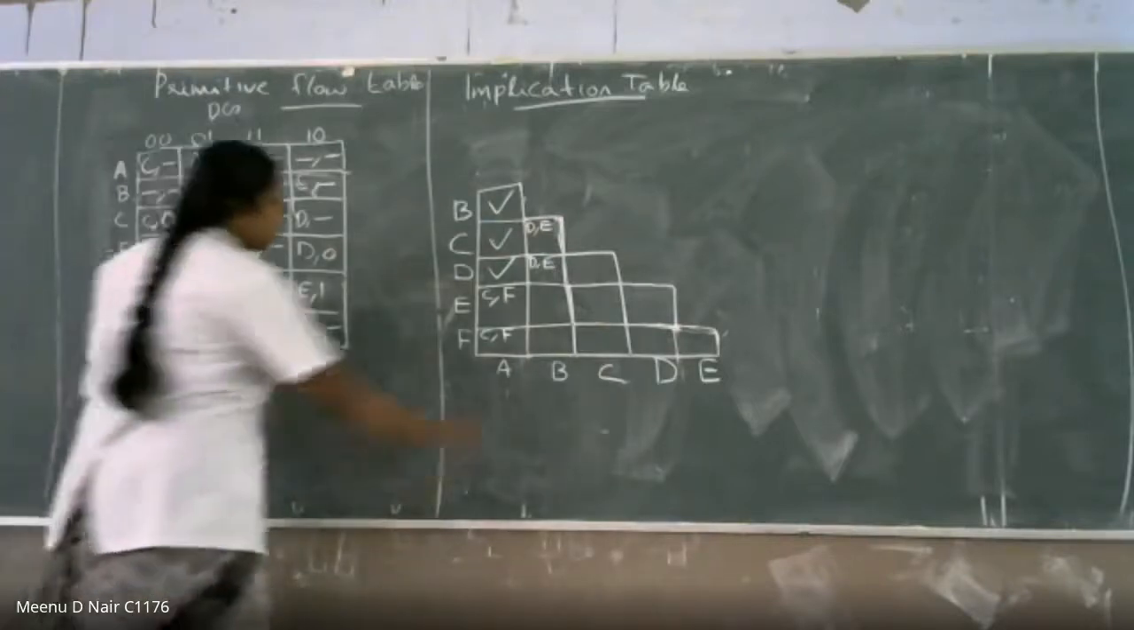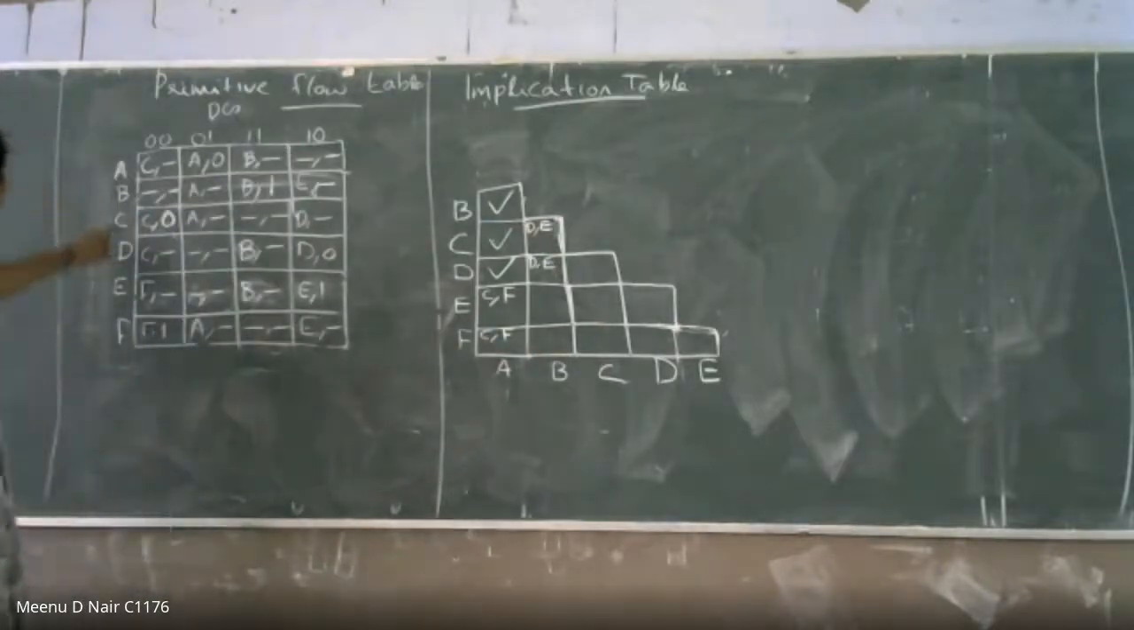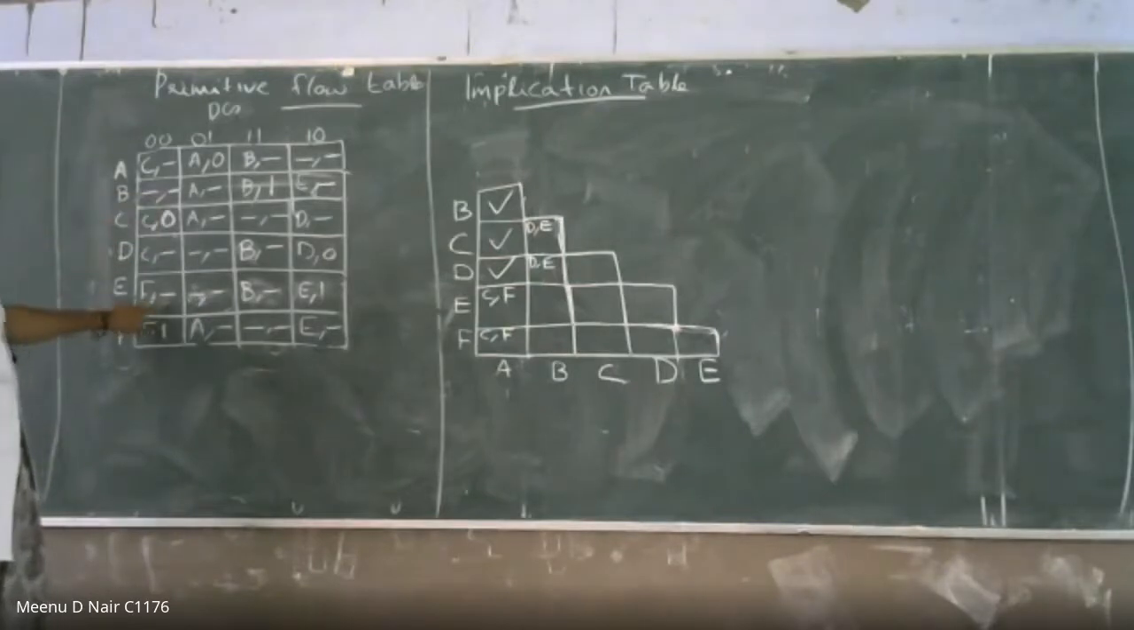Next one we are going to check B comma E. Dash comma dash, F comma dash is comparable.